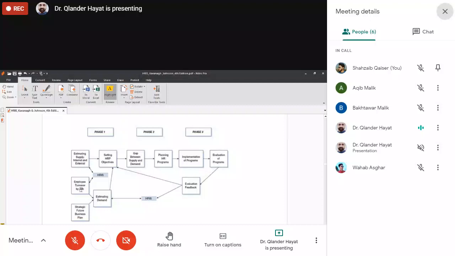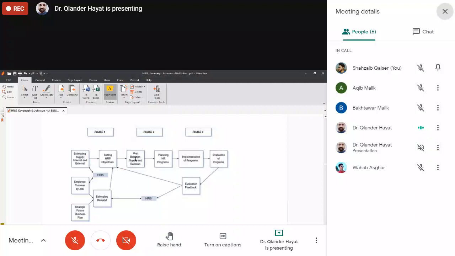Then you have to take the data of employee turnover by jobs and the strategic future or business plan of the organization, and from this you can estimate demands. So this part is related to the future demands, and this part is related to the future supply. These demand and supply would provide the basis for setting the human resource planning objectives. And when you are done with the human resource planning objectives, you identify the gap between supply and demand.